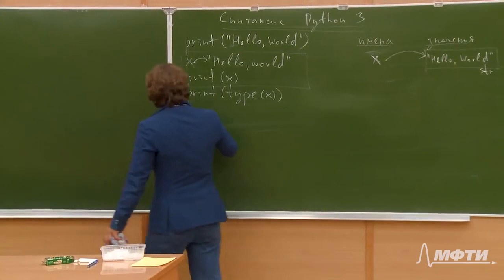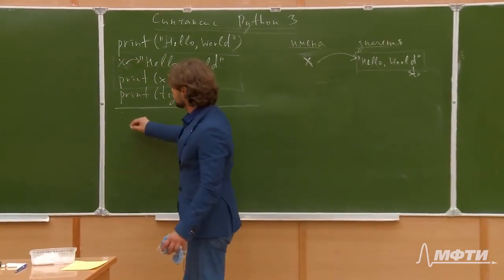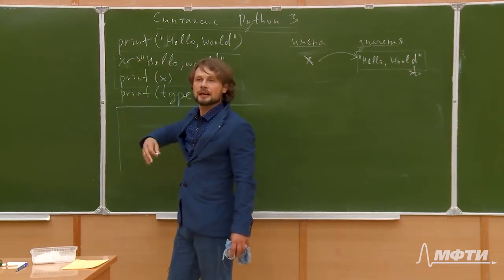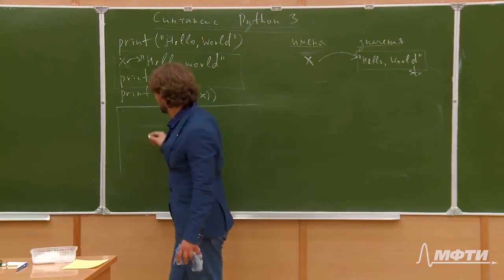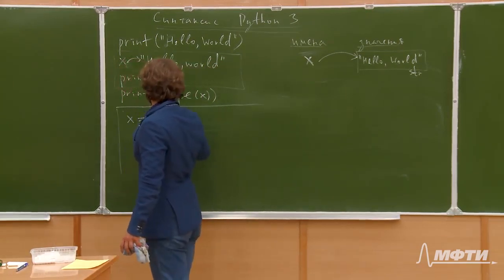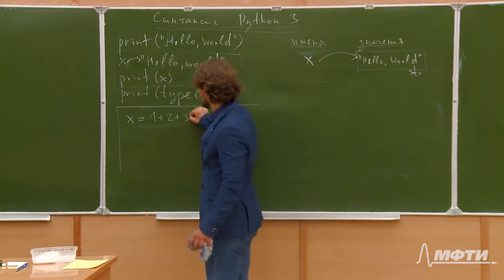The thing is that on the right there may not be just an object, but an arithmetic expression. That is, there may be something like this: x equals 1 plus 2 plus 3, multiply by 2. Yes?